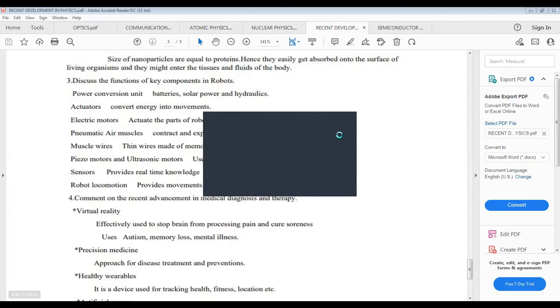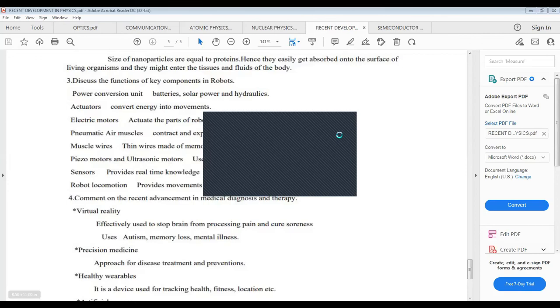This is your Young's double slit experiment. S1 and S2 are the two coherent sources. They are separated by a small distance d. This is the screen. The distance between the slits and the screen is capital D. So we are considering a point P, where we have a bright fringe, which is at a distance of y.